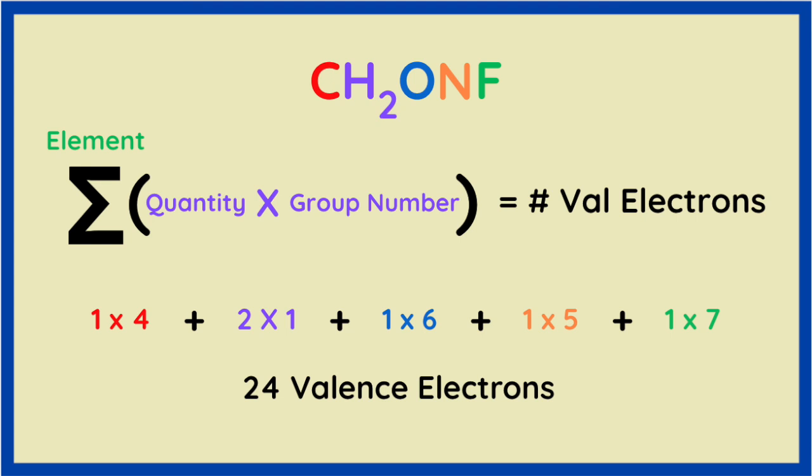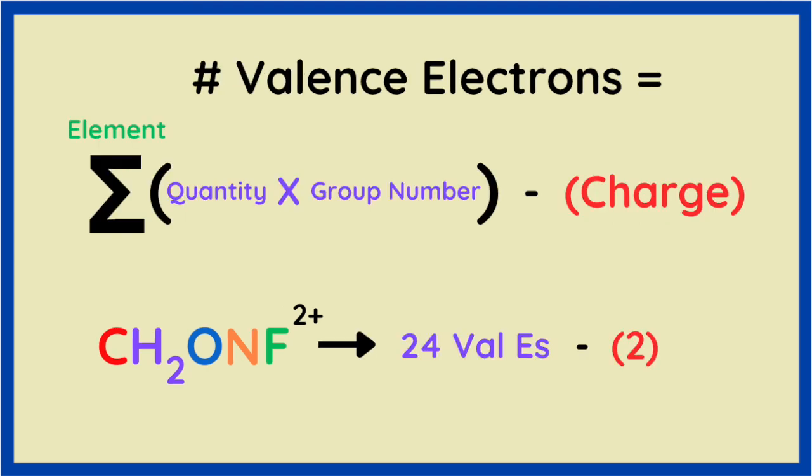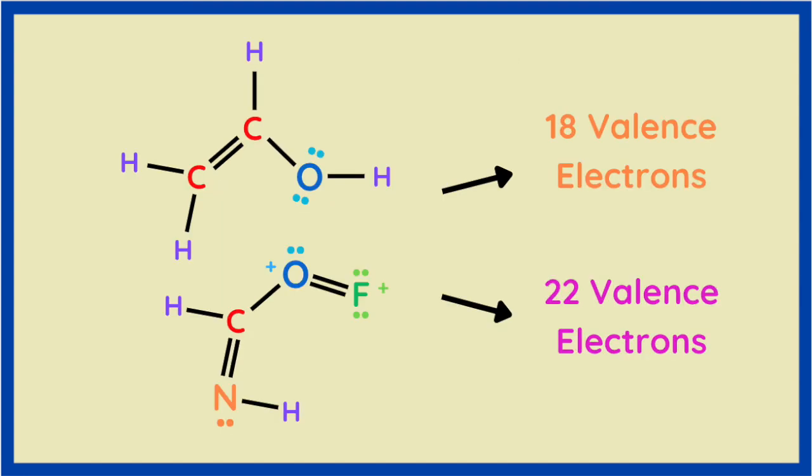But we do have a charge, and to account for the charge, we take away an electron for each unit of positive charge. So because the neutral version has 24 valence electrons, if it has a positive charge of 2, we would simply have 2 less electrons. This is the equation that we would use for finding the number of valence electrons for a charged molecule. And mathematically speaking, we subtract the charge away, and 24 minus 2 equals 22. So it's clear that the charged molecule has more valence electrons.